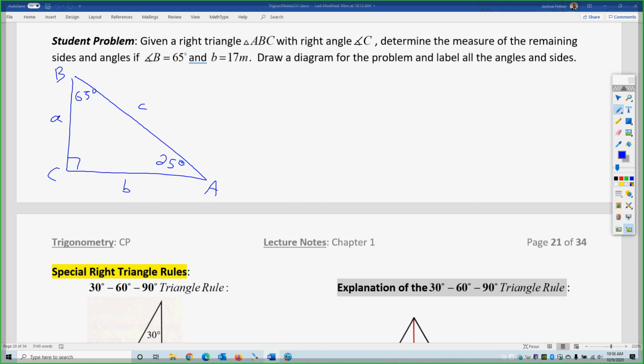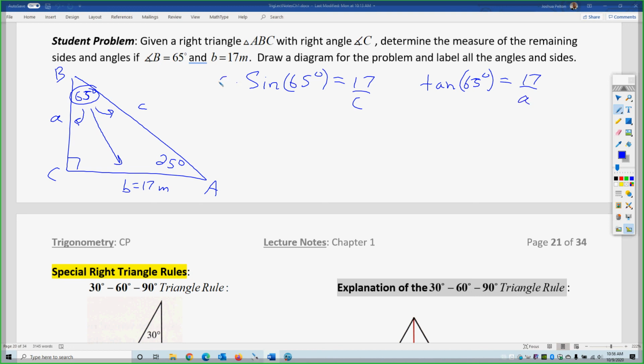Okay, so we use our 65 as our reference angle for the theta. And what sides do we have? We have the B, which is 17 meters. Okay, so if I do opposite over hypotenuse, that's going to be sine. So the sine of 65 degrees equals opposite over hypotenuse. And if I want the other one, that's going to be adjacent. But I don't want to do adjacent and hypotenuse, because that's going to be two variables. So I'm going to do adjacent and opposite, so that's going to be tangent. So tangent 65 degrees equals 17 over A.